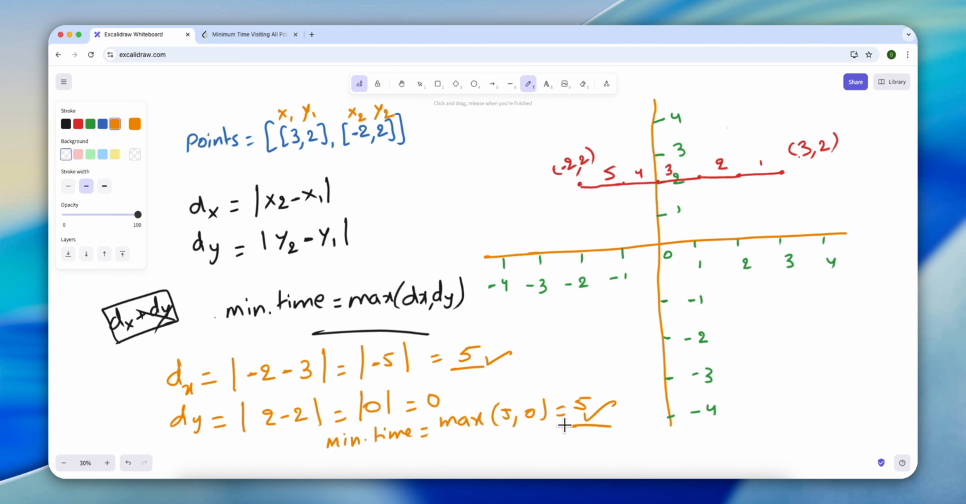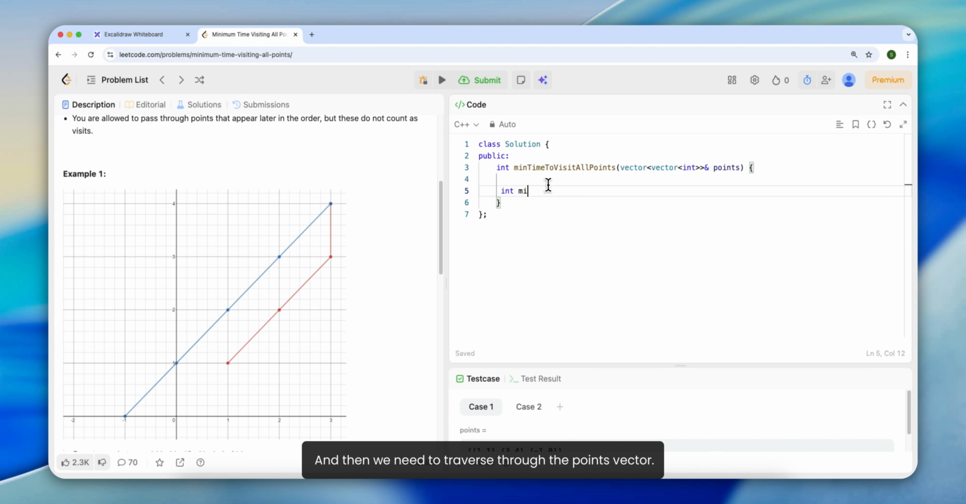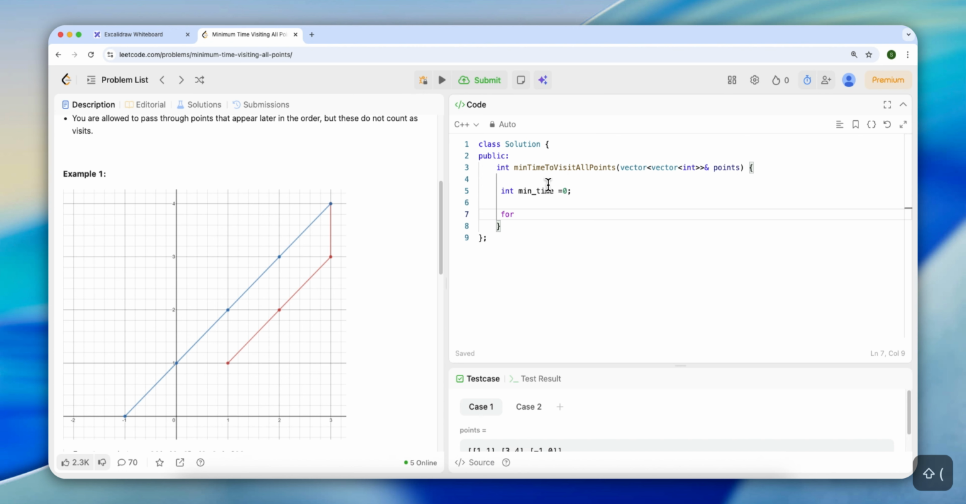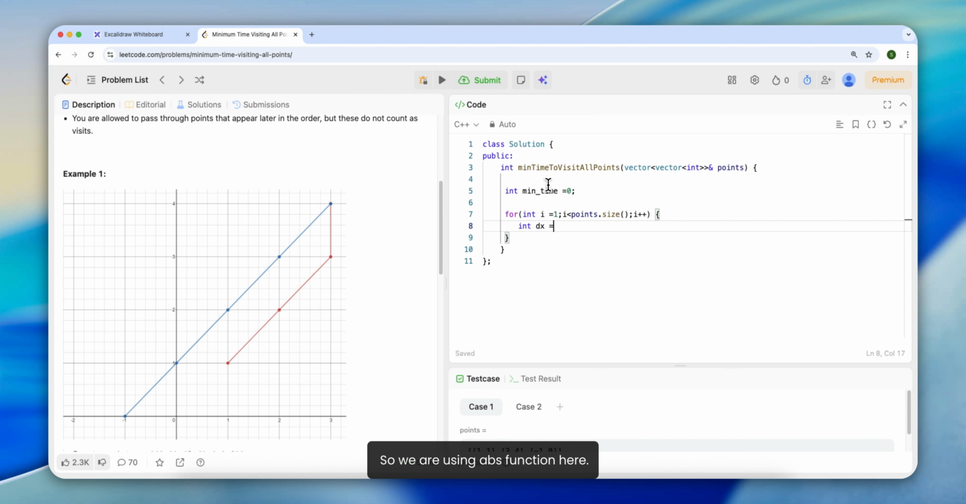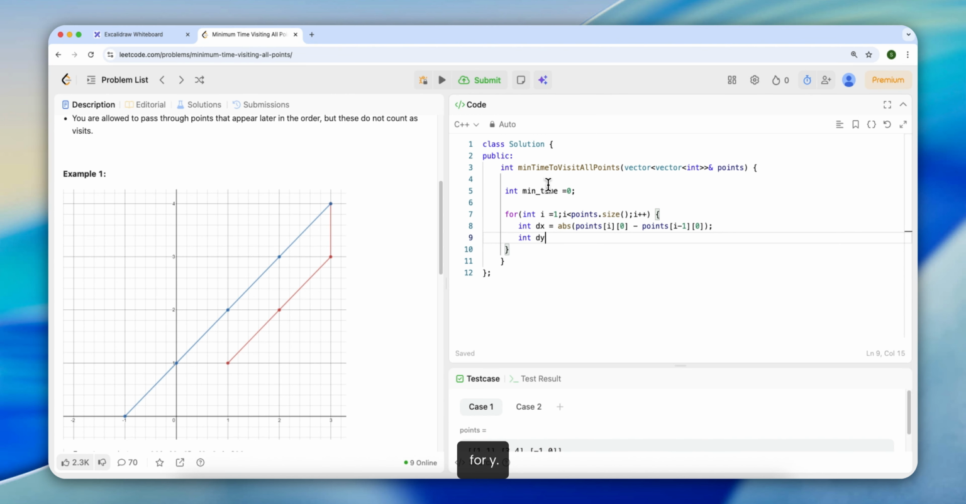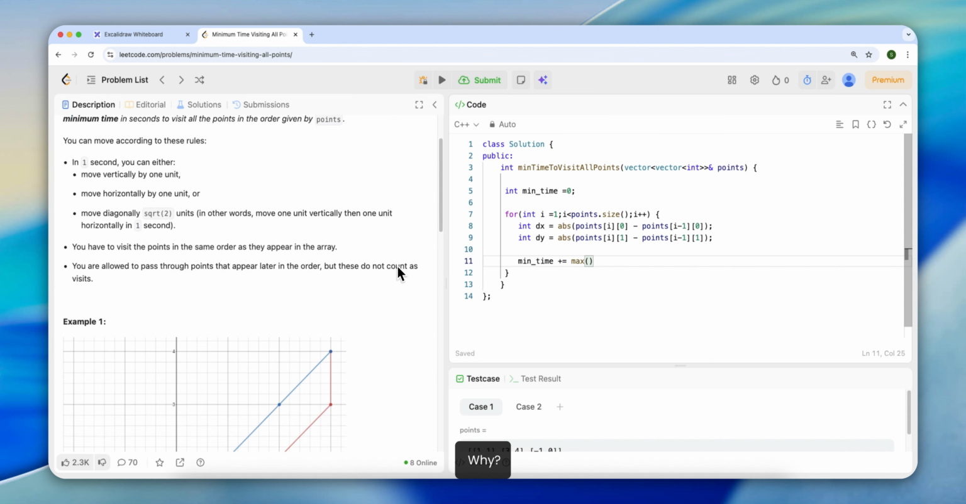Let's code this one. We need to take minTime, and then we need to traverse through the points vector. We need to calculate the horizontal distance, so we are using the abs function here. points[i][0] represents x, and we need to take the other point i minus 1. That's why we start i from 1 instead of 0. We calculate the same thing for y. We need to add to minTime.